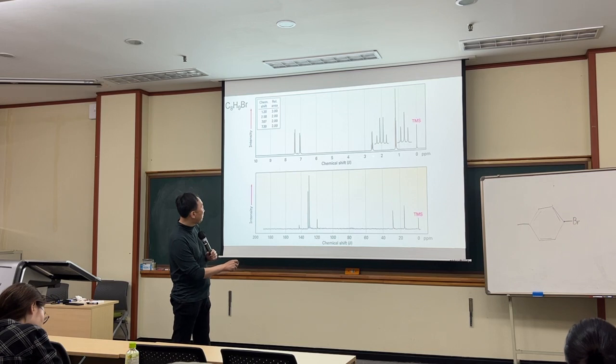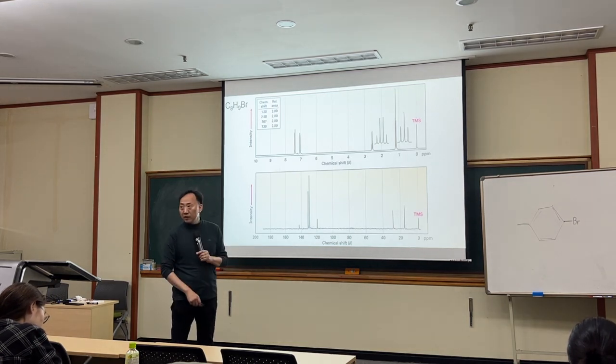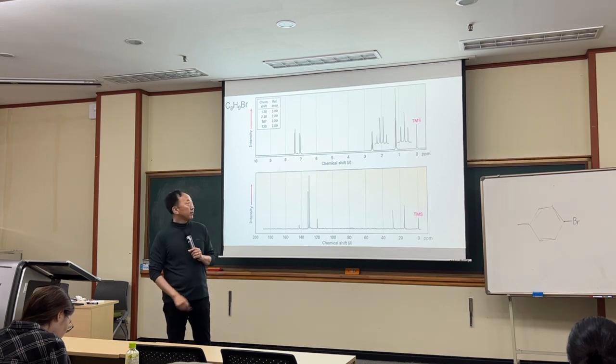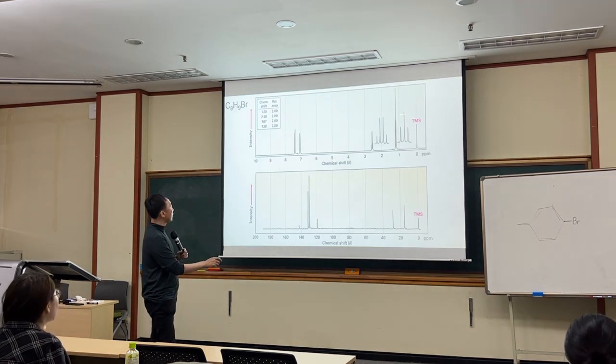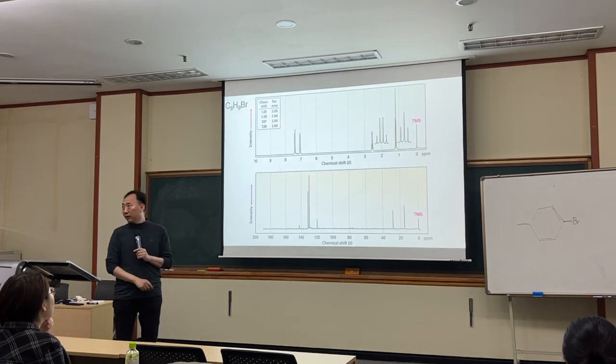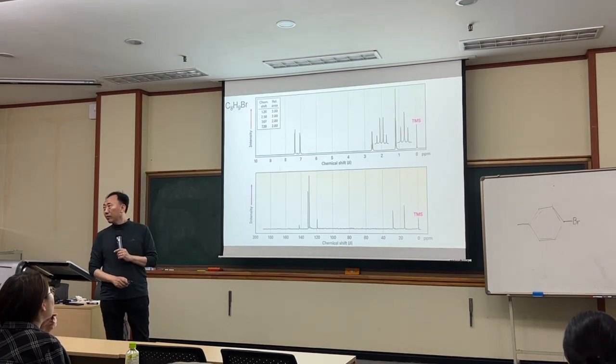And if you look at this pattern, this is a symbolic pattern for something, right? 3 proton, 3 proton here, 2 proton here, and triplet and quartet. What is this thing? What is that?